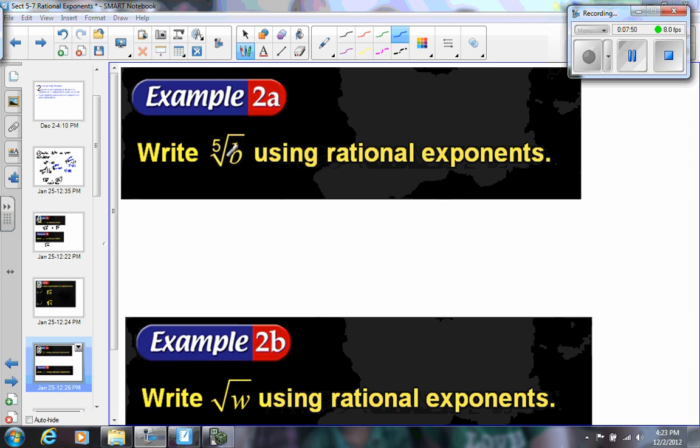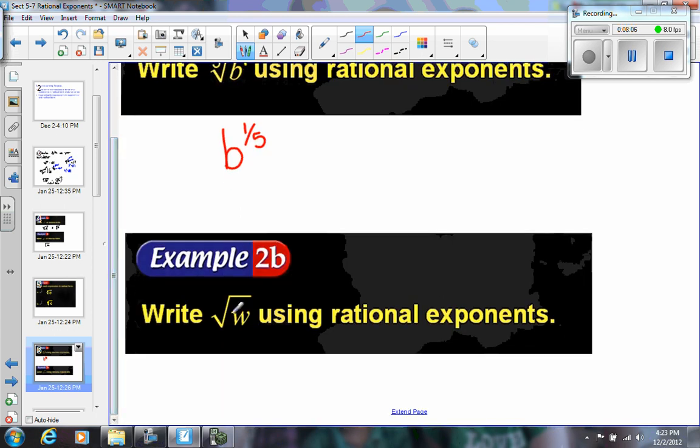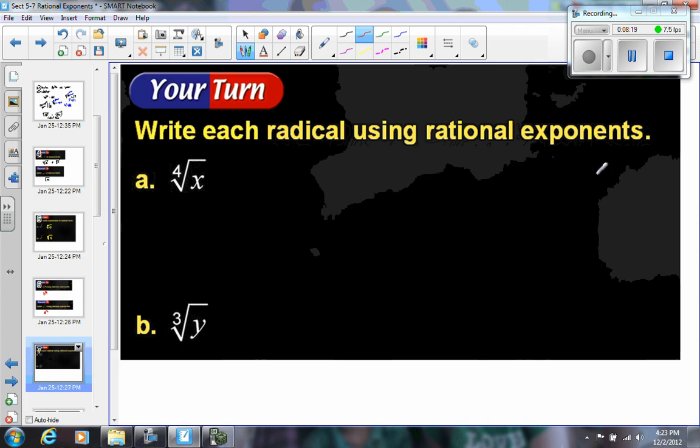Now let's go the other way. This is asking me to do the 5th root of b. And notice this would be like having b to the 1st power. So I end up with b to the 1/5. And for the next problem, this is the square root, w to the 1st power. So I would write w to the 1/2. So not too hard there. So go ahead and try those.